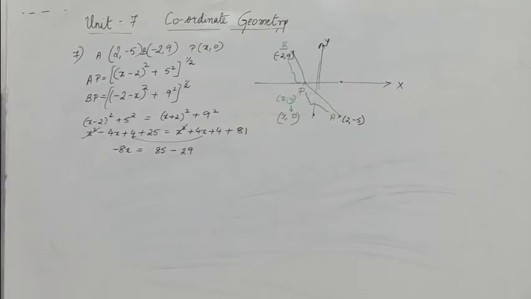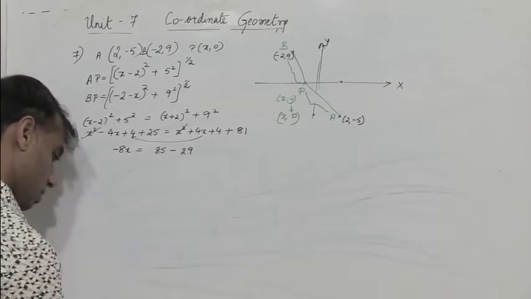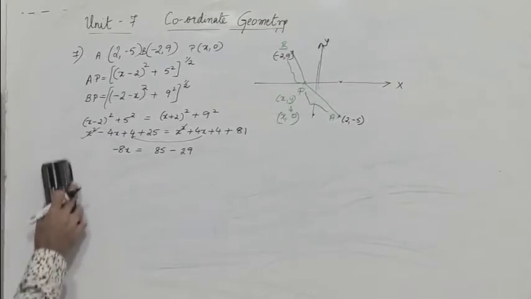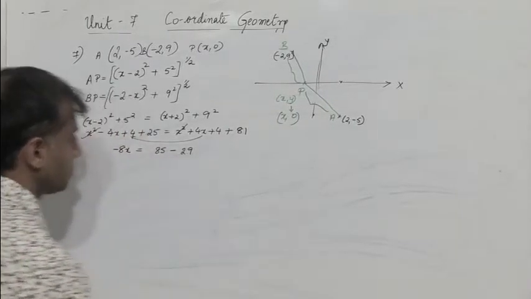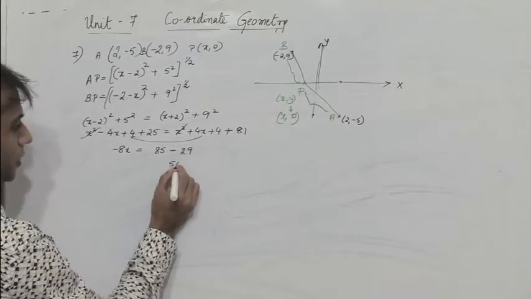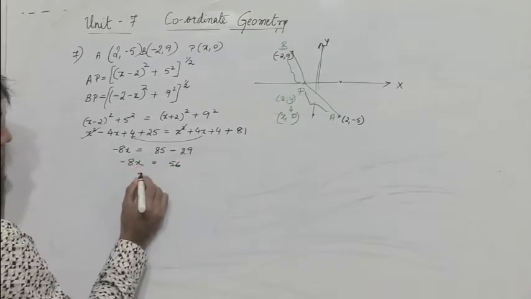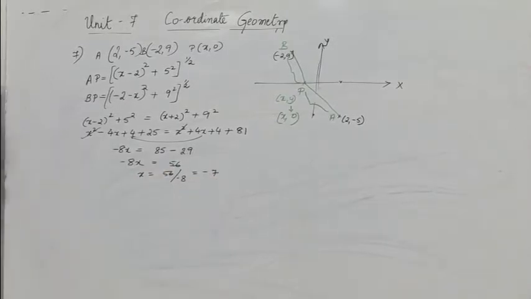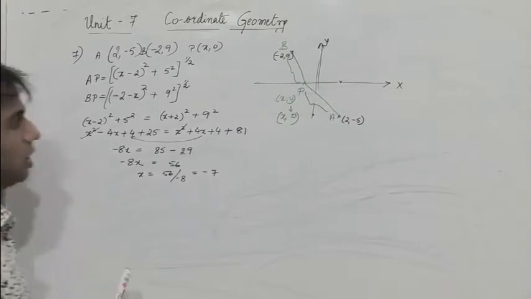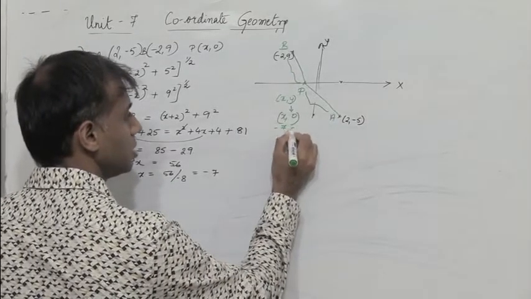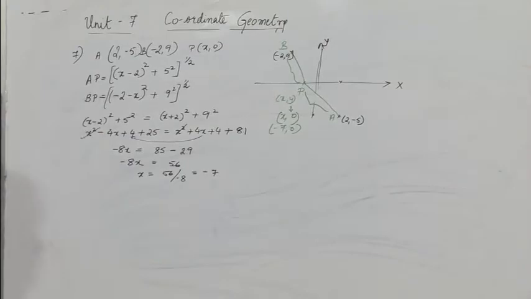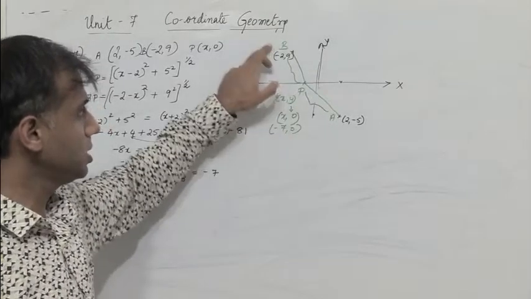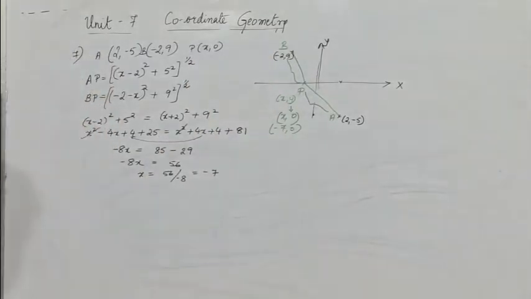So what is 85 minus 29? 85 minus 29 is 56. So minus 8x equals 56, or x is 56 by minus 8, so we get the value as minus 7, since 7 into 8 is 56. So the point is (-7, 0). The point (-7, 0) is equidistant from both the points A and B.